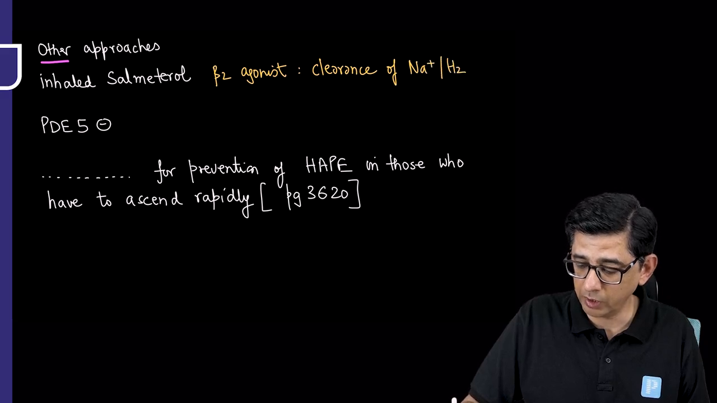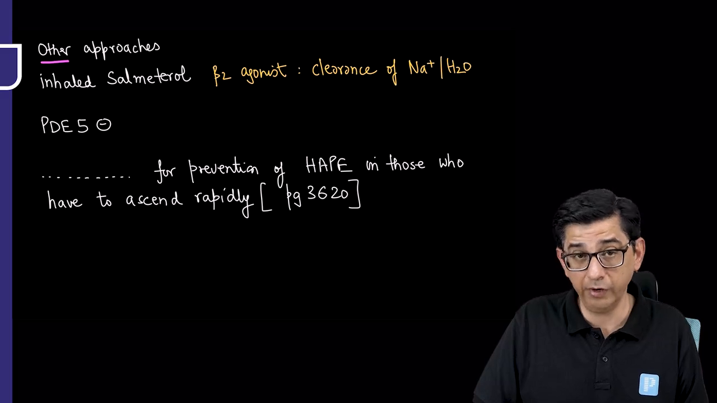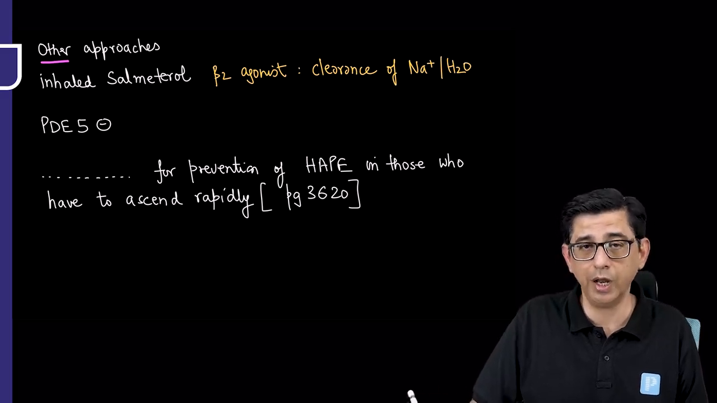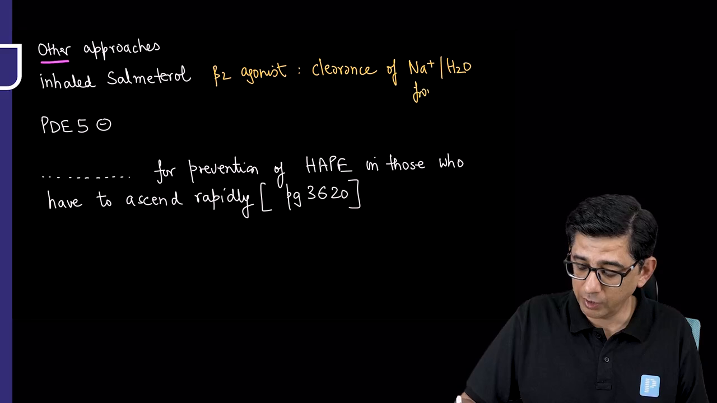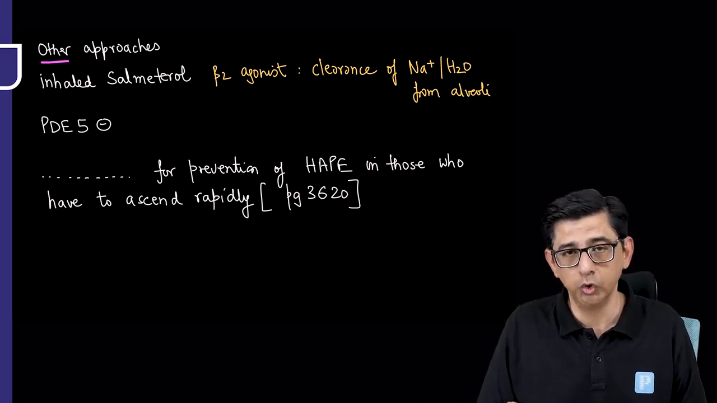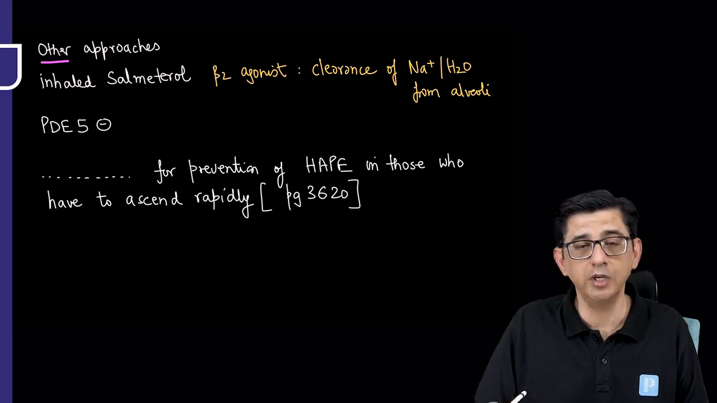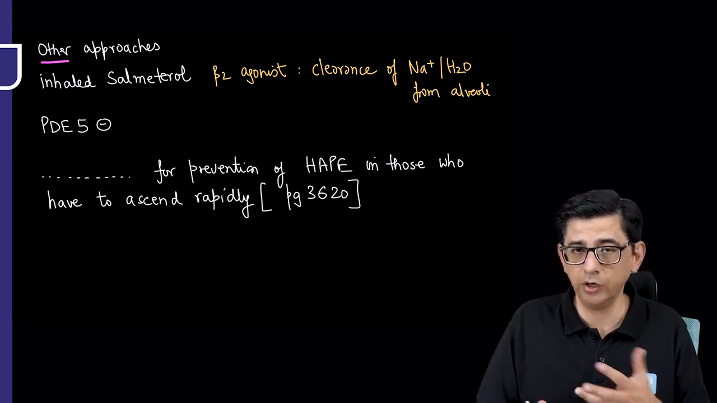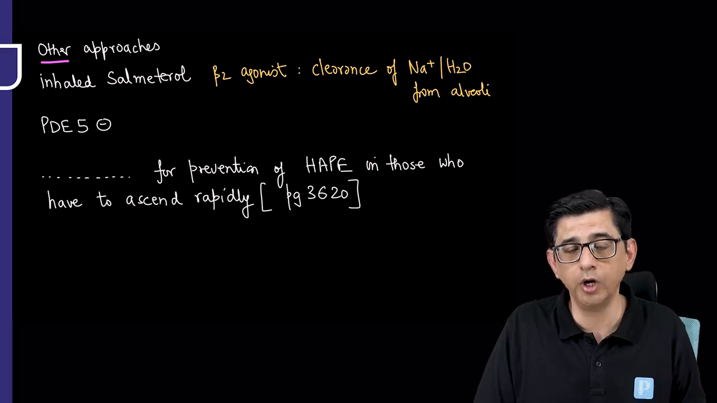You see, there is water inside the alveoli, there are wet alveoli present. So with clearance of salt and water from the alveoli, the fluid will move outwards, and that will cause the alveoli to relatively dry out, and that would be beneficial. Though in clinical studies of inhaled salmeterol, he says that at high altitude sufficient amount of studies have not been done.